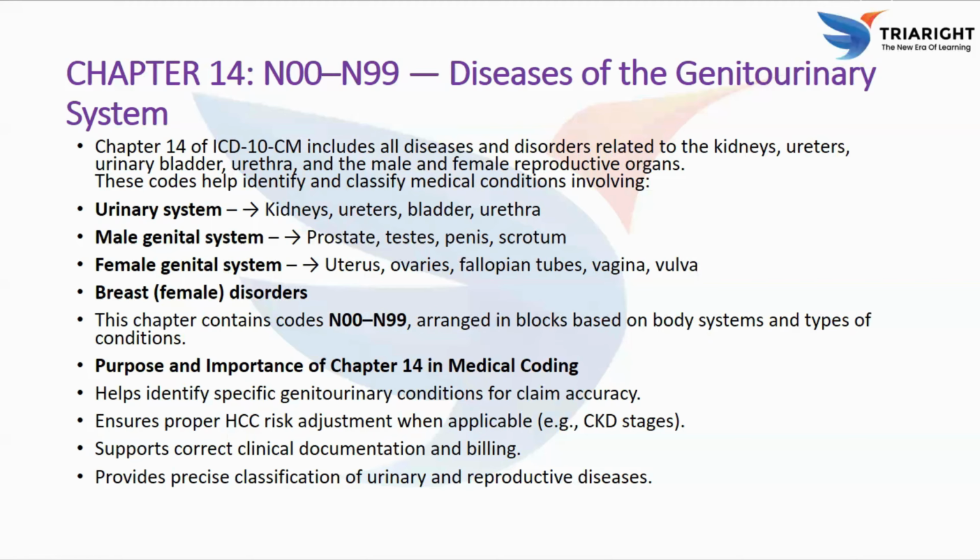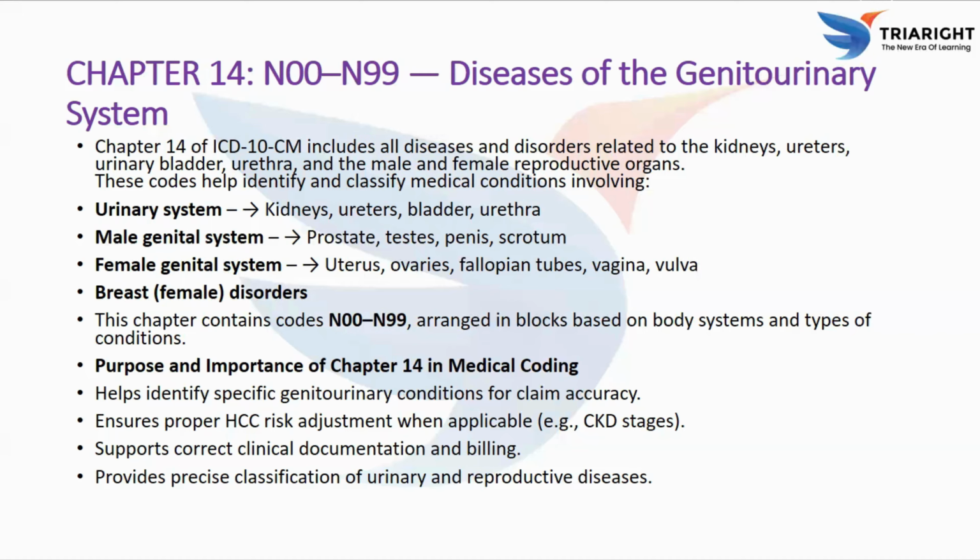So what is the purpose and importance of chapter 14 in medical coding? Why does it matter? Because it helps in accurate claim processing. It helps the insurance understand the diagnosis and approve the payment properly. It also helps in documentation support, as it reflects the correct clinical condition in patient records. It helps in HCC risk adjustment, and also in standardized classification.